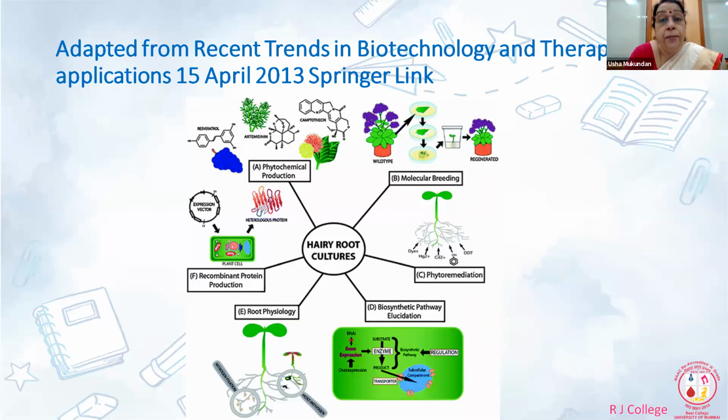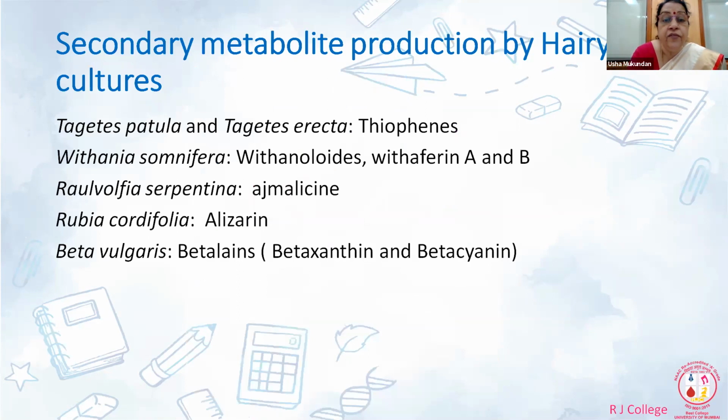Then you have heard about edible vaccines and therapeutic proteins. So genetically engineered root cultures can also be a production system for these therapeutic proteins. So let's have a look at what we have been doing for the last 2 decades. Now I've taken examples from the work being done in our college laboratory.